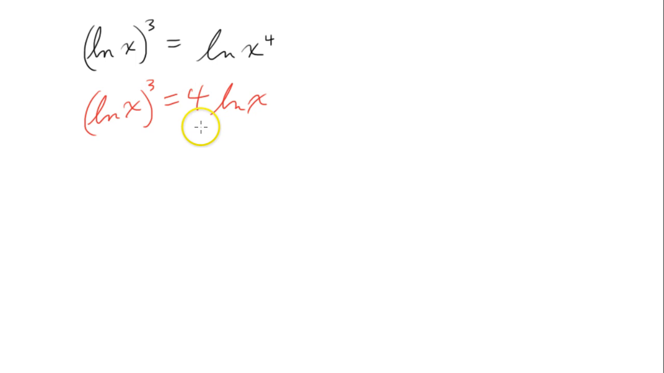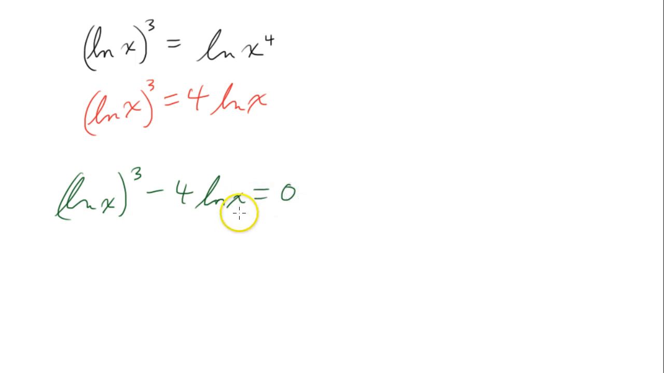And now let's subtract the 4 natural log x from each side. So what we get is the natural log of x, the whole thing cubed, minus 4 natural log of x equals 0. This looks like something we can factor, and in general, if you see something like this where some quantity is raised to the second power or third power, textbooks like to throw this in to kind of remind you that you can use some factoring to solve this.